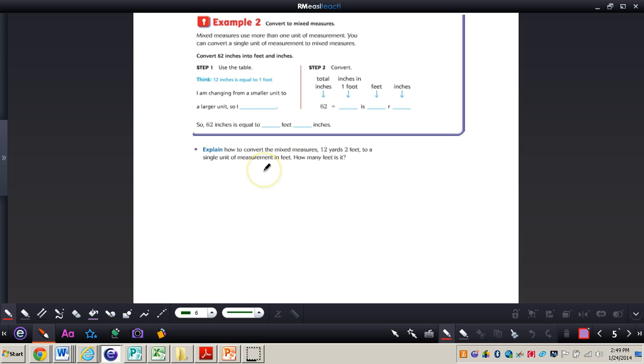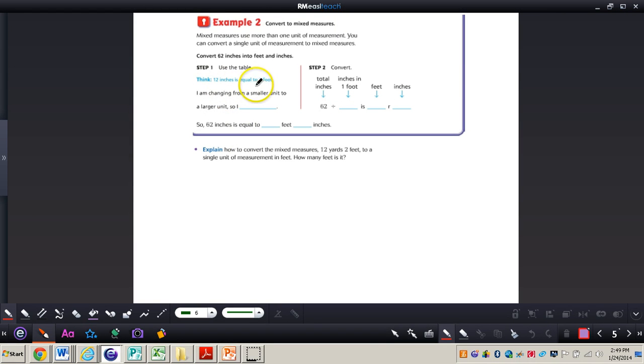Now let's look at example 2 together. It says mixed measures use more than one unit of measurement. You can convert a single unit of measurement to mixed measures. Okay, so it's telling us to convert 62 inches into feet and inches. It says use the table that we have written down in your math journal about the different customary units of length.